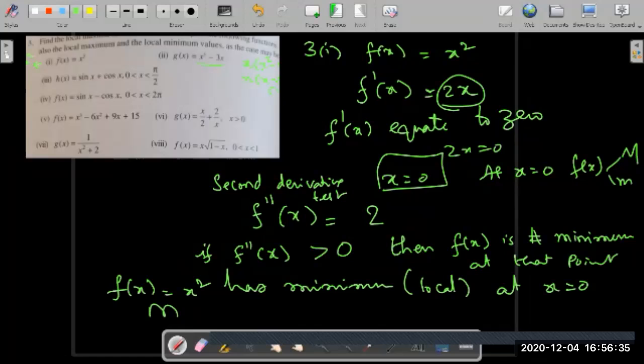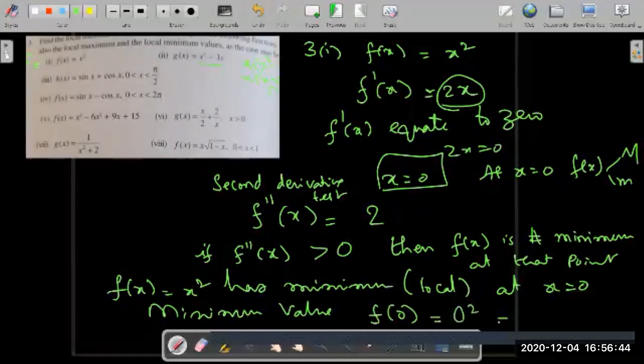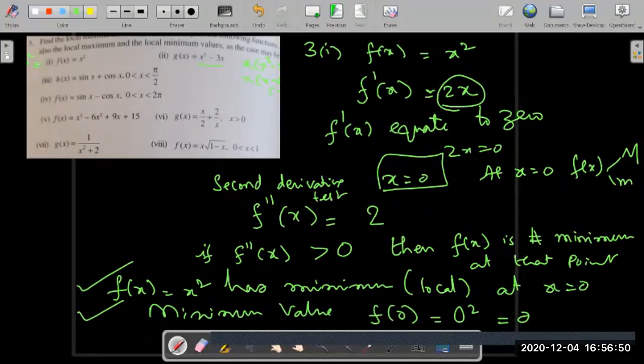What is the minimum value? The minimum value is f of 0, that's equal to 0 square, which is 0. So that's the answer. We said it is a minimum, and the second part is the minimum value, which is 0. So that's how we do the questions.